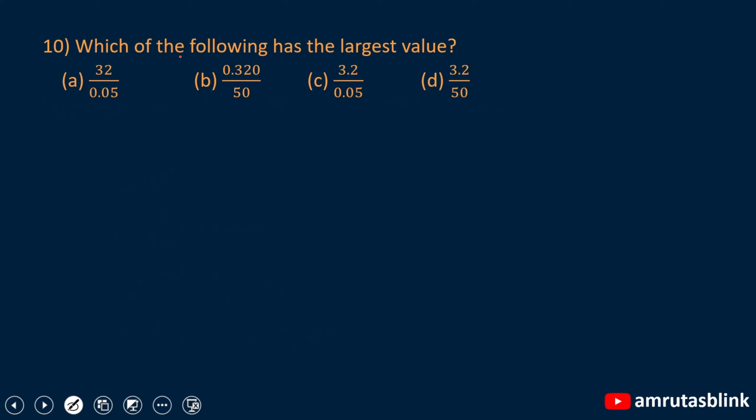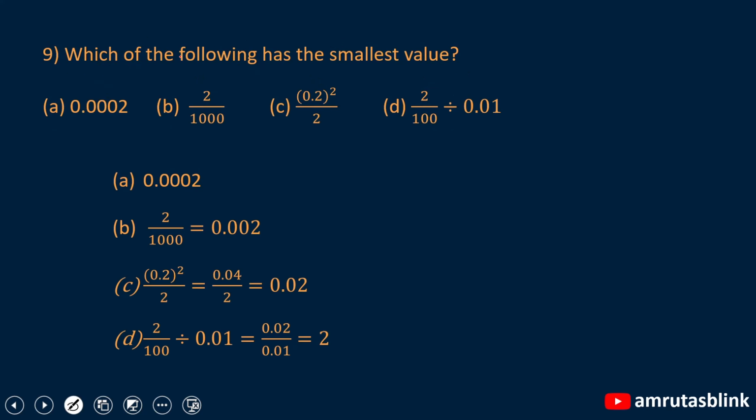We'll move to problem number 10. Now option A is 0.0002, option B is 0.002, option C is 0.02 and option D is 2. So which one is smallest? Smallest is answer option A, that is 0.0002. And which one is, let's say, largest? So this option D would have been largest if it had been asked in the question.